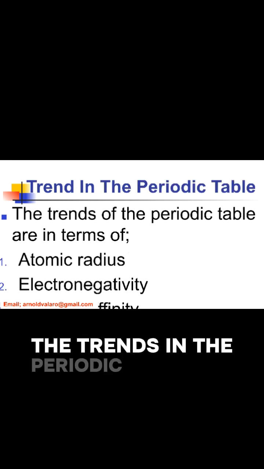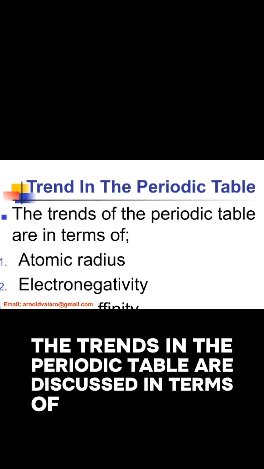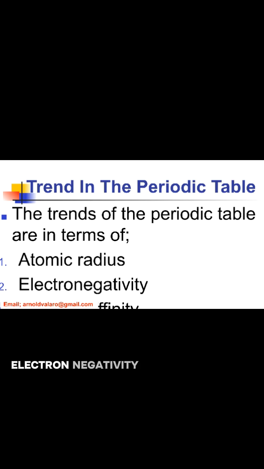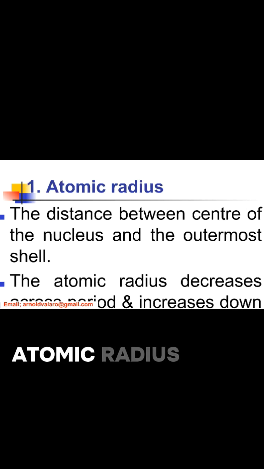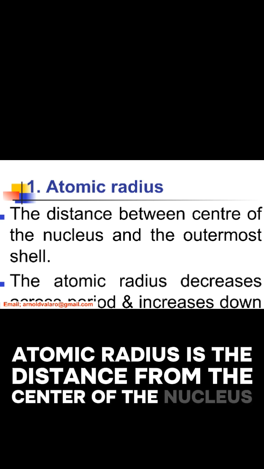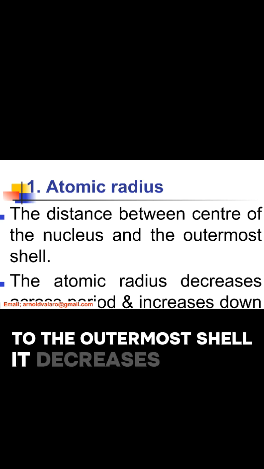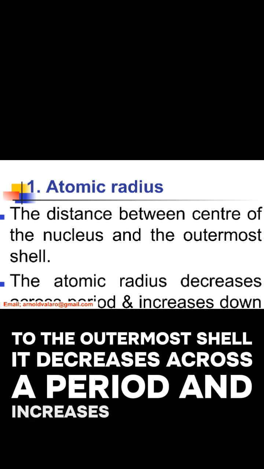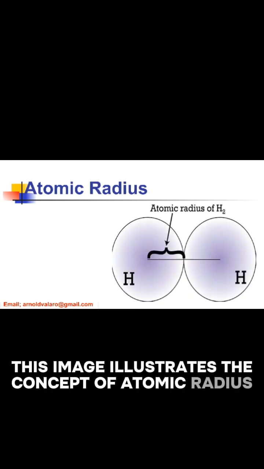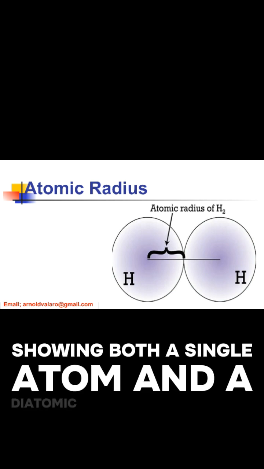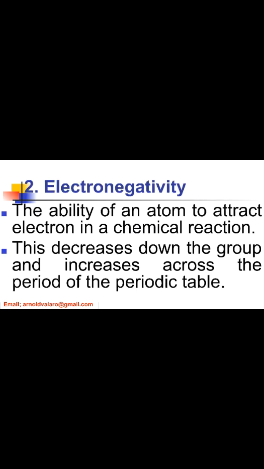The trends in the periodic table are discussed in terms of atomic radius, electronegativity, electron affinity, and ionization energy. Atomic radius is the distance from the center of the nucleus to the outermost shell. It decreases across a period and increases down a group. This image illustrates the concept of atomic radius, showing both a single atom and a diatomic molecule of hydrogen.